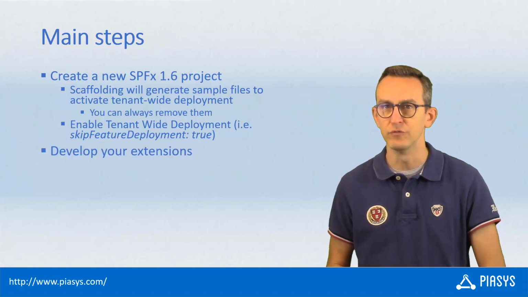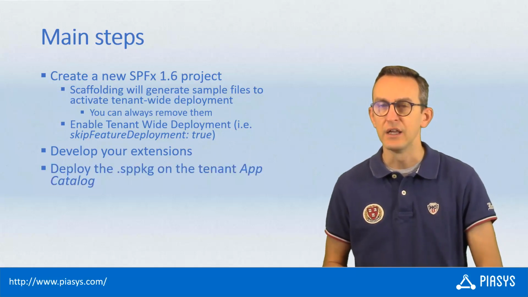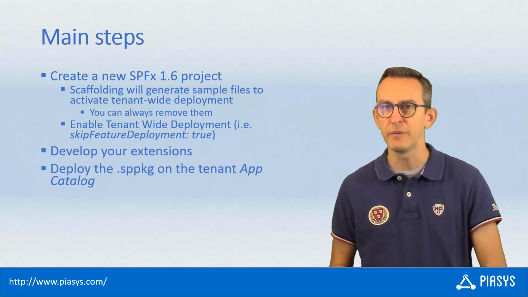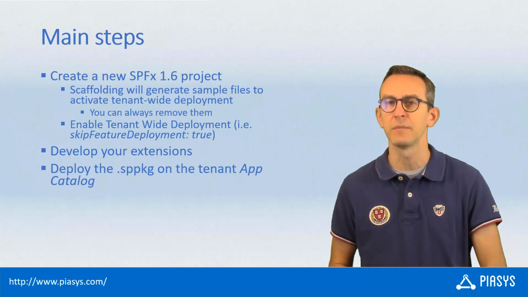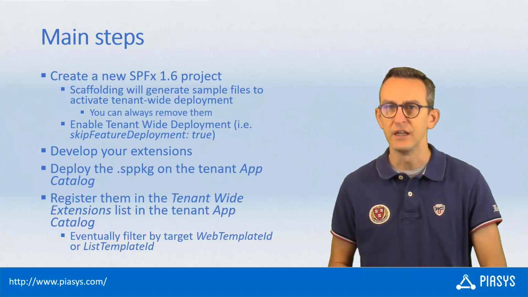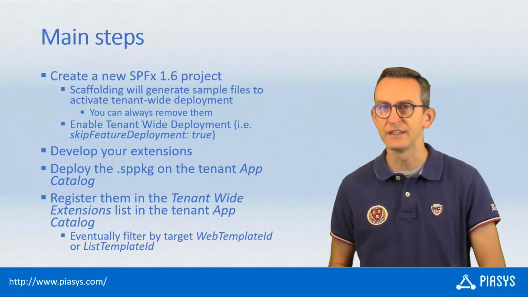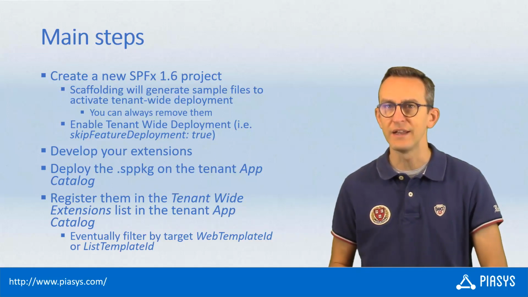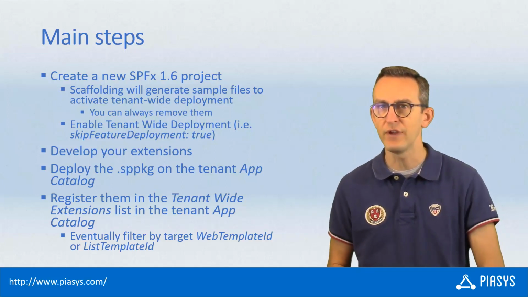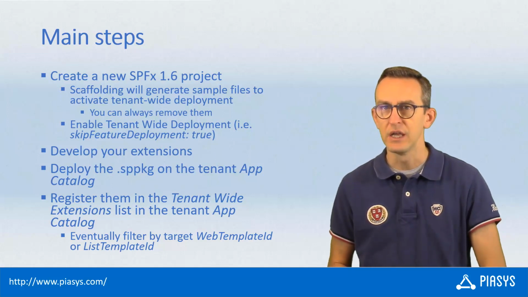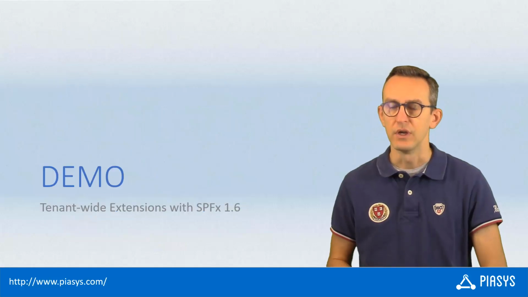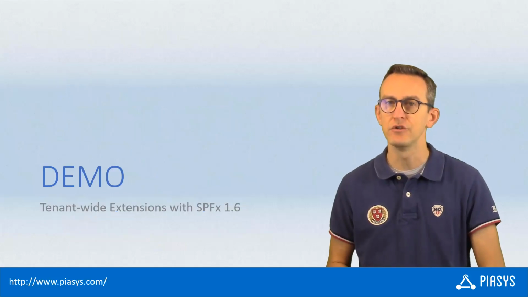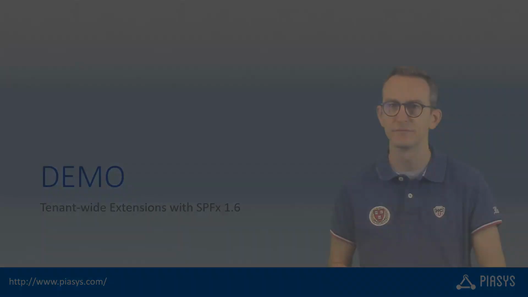Of course, you will have to develop and create your extension, and once you are done, you will have to deploy the SPPKG file of your solution in the tenant app catalog. Once you've done that, you can configure a list item in the tenant-wide extension list, which is now available in the tenant app catalog, in order to make your extension available across the whole tenant. So, let me move to the demo environment and show you how to do that in practice.